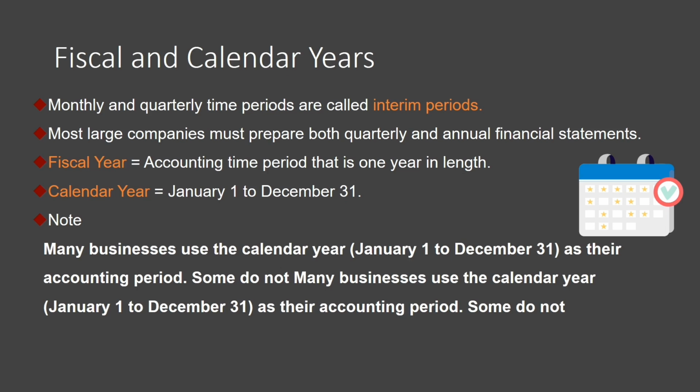Fiscal and calendar years. Both small and large companies prepare financial statements periodically in order to assess the financial condition and results of operations. Accounting periods are generally monthly, quarterly, or a year. Monthly and quarterly time periods are called interim periods. If we are preparing the financial statements for monthly or quarterly periods, they are known as interim periods.